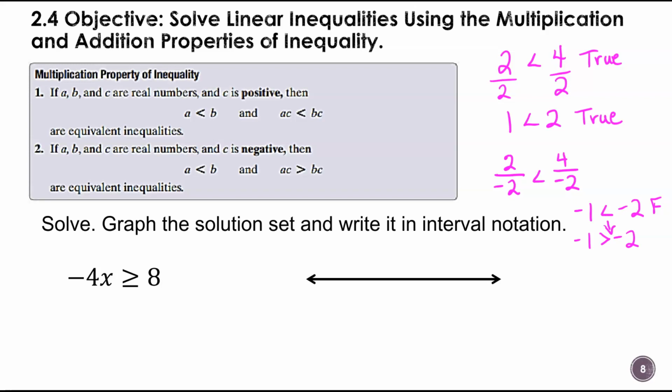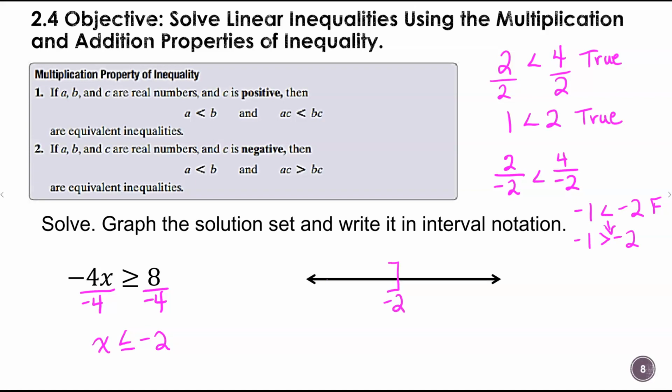And that's going to be the case when solving. Now you have to remember this, and if you forget to switch it, then you're going to have this going all in the wrong direction. So we're going to divide this by negative 4. And then write it as x is less than or equal to negative 2. And then of course we just graph that at negative 2.